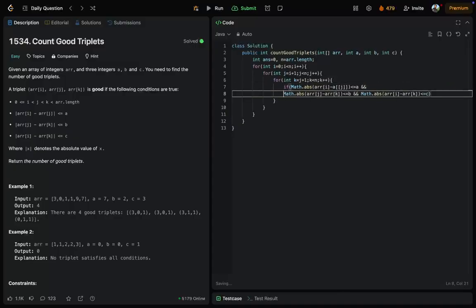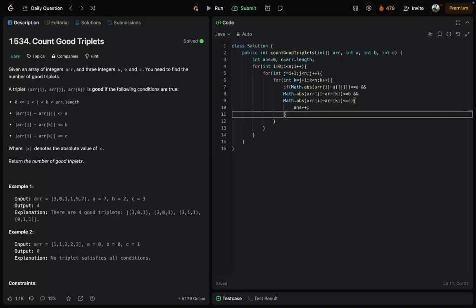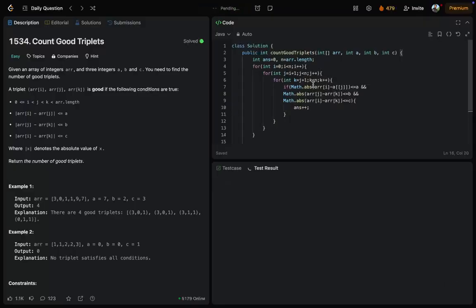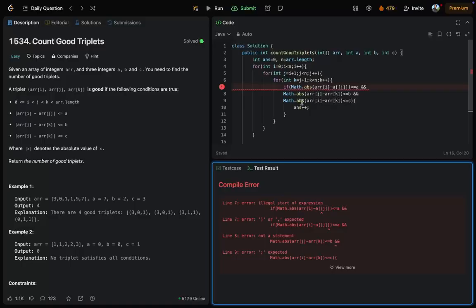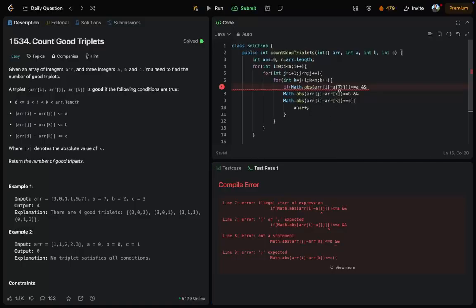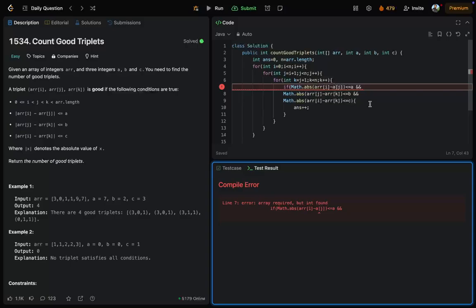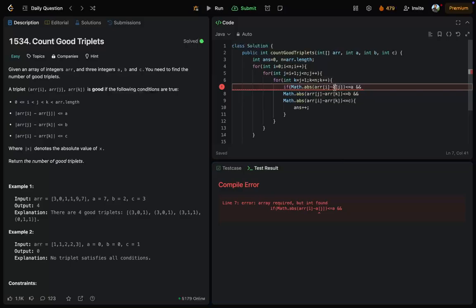So let me write it in different lines. Yes. So if this condition is true, just increment the answer, and at the end, just return the answer. Let's run this. And we have an issue here. And now let's run this again. Still, yeah, we have the ARR working fine. Let's submit this.